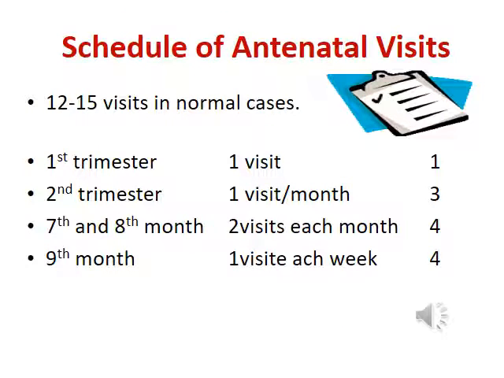Schedule of antenatal visits. 12 to 15 visits in normal cases. First trimester, 1 visit, total is 1. Second trimester, 1 visit a month, total is 3. 7th and 8th months, 2 visits each month, total is 4. 9th month, 1 visit each week, total is 4.